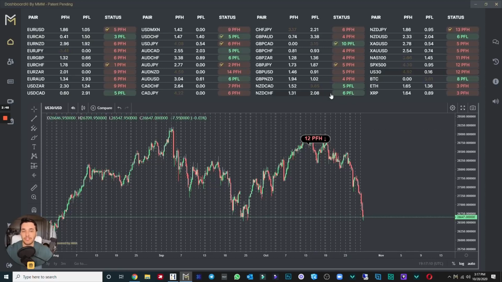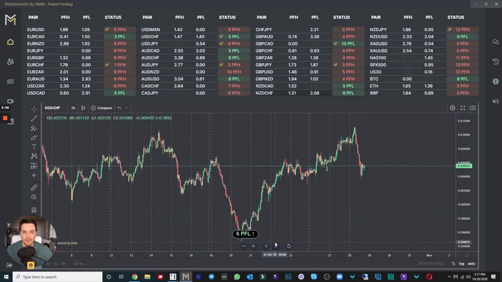If it says peak formation low, let's check out NZD CHF. You see how it says 6 PFL? That means 6 days ago the trend became bullish. So that number next to PFL or PFH just means how many days ago did the trend change. So 6 days ago, the trend changed from bearish to bullish.